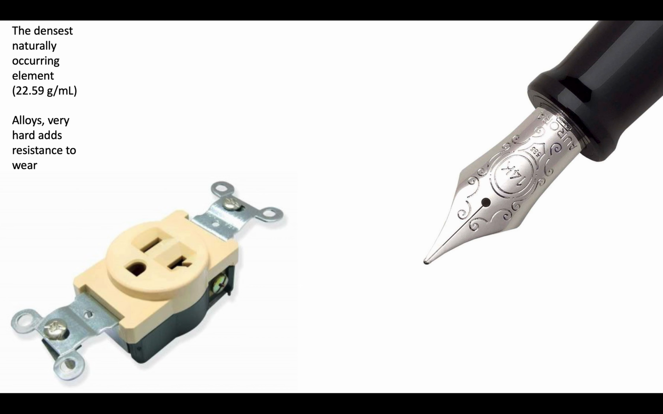Osmium is a really hard metal. The problem is, though, it's also pretty toxic. So what they do is they alloy it with other metals to make the other metals harder. So it adds resistance to things that are scratched or pressed against other things a lot. For example, the connections in an electrical outlet, or the ends of a fountain pen. It's also the densest of the elements. It's about 22.5 grams in every 1 milliliter. Water is 1 gram per milliliter, so it's 22 times more dense than water.